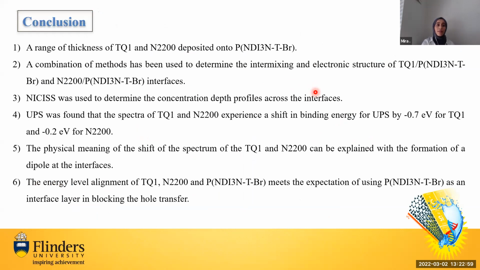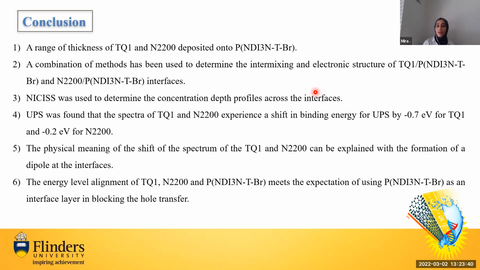So in conclusion, we had a range of thicknesses of TQ1 and N2200 on top of P11, and we ran a combination of methods to determine the chemical intermixing and also to study the chemical state between the interfaces. From NICISS, we determined the concentration depth profile across the interface. And from UPS, we found the spectra of TQ1 and N2200 shifted to lower binding energy by about 0.7 electron volts for TQ1 and 0.2 electron volts for N2200.